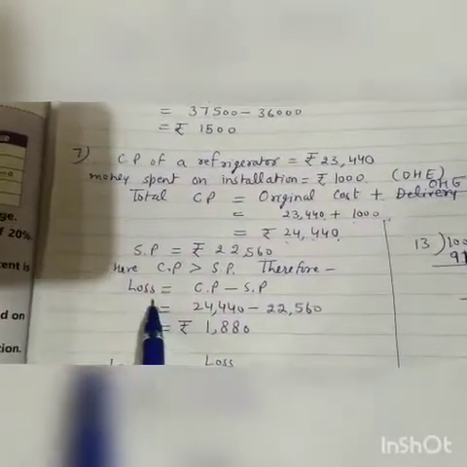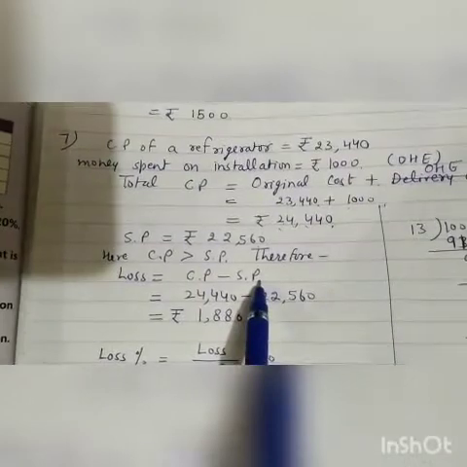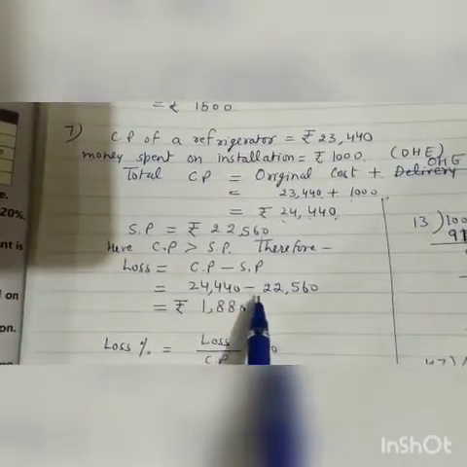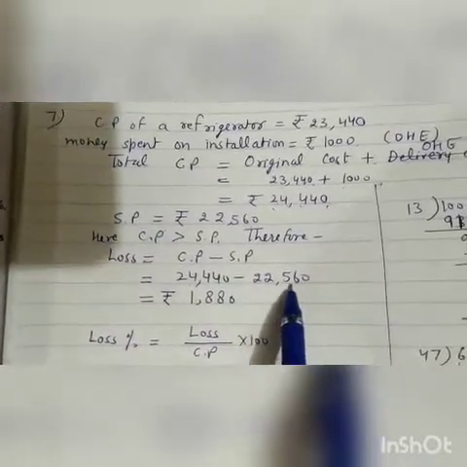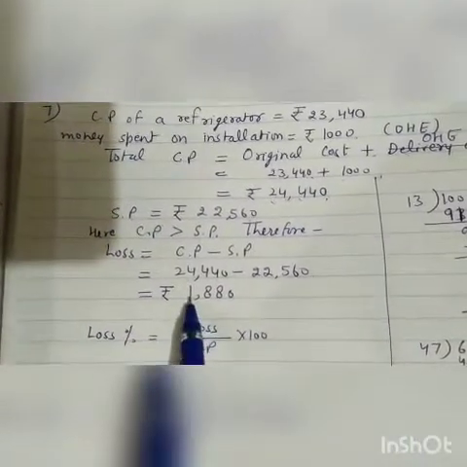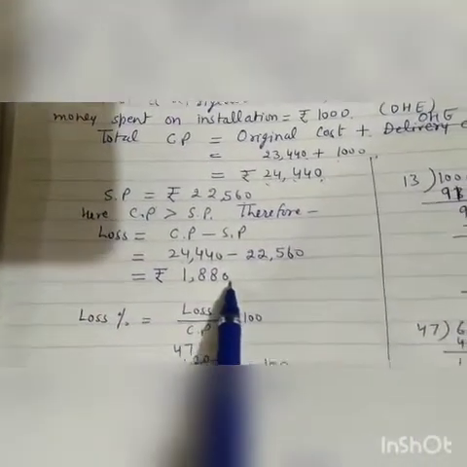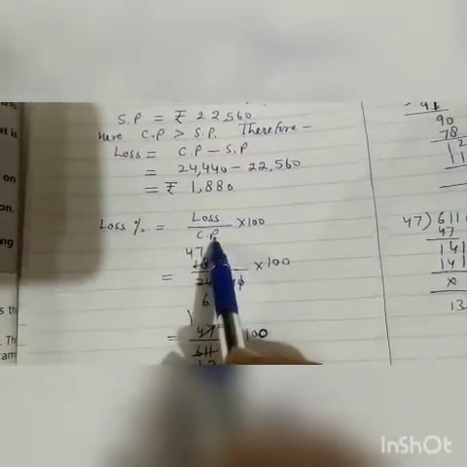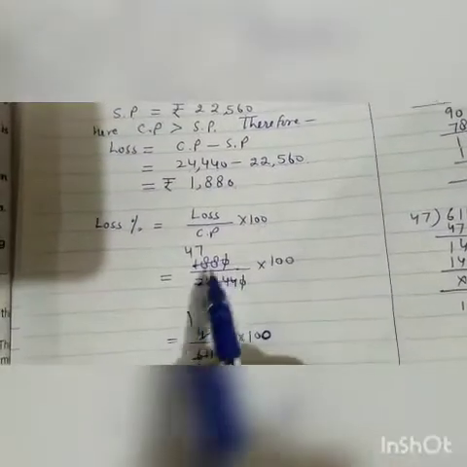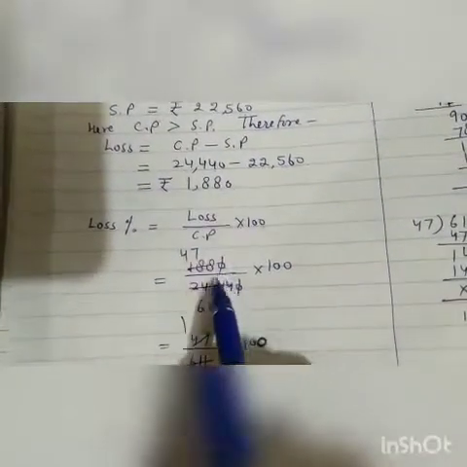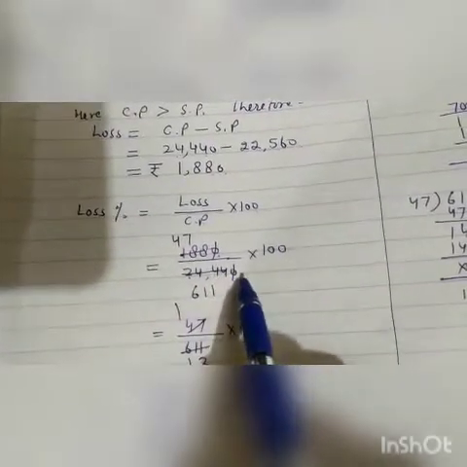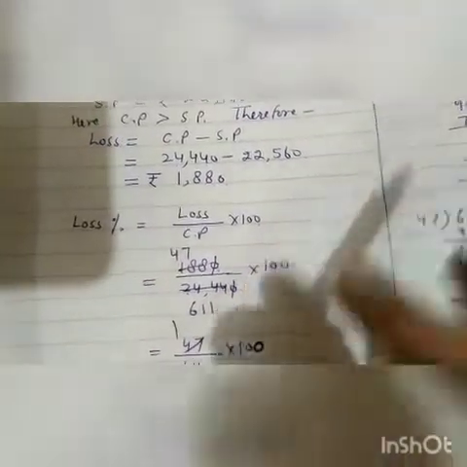Therefore loss is equal to CP minus SP. CP is 24,440 minus 22,560. It is 1,880. Then loss percent is equal to loss upon CP into 100. Loss is 1,880 upon CP 24,440 into 100. Now simplify it.